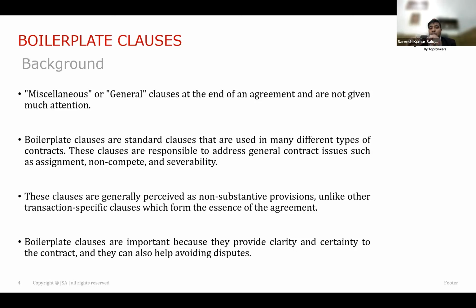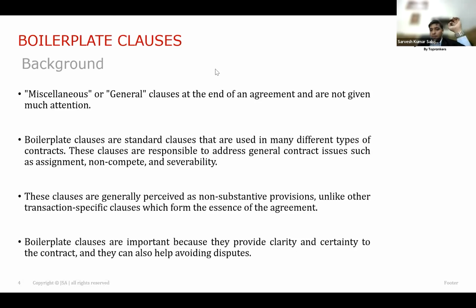The last bit, which is usually put under the category of miscellaneous or general clauses, are the boilerplate clauses. These are usually standard clauses which are used in every contract, and sometimes due importance is not given to them, but these are very important clauses, and these need to be reviewed and drafted in a manner so that there is no problem in the future. I'll give you a very basic example.